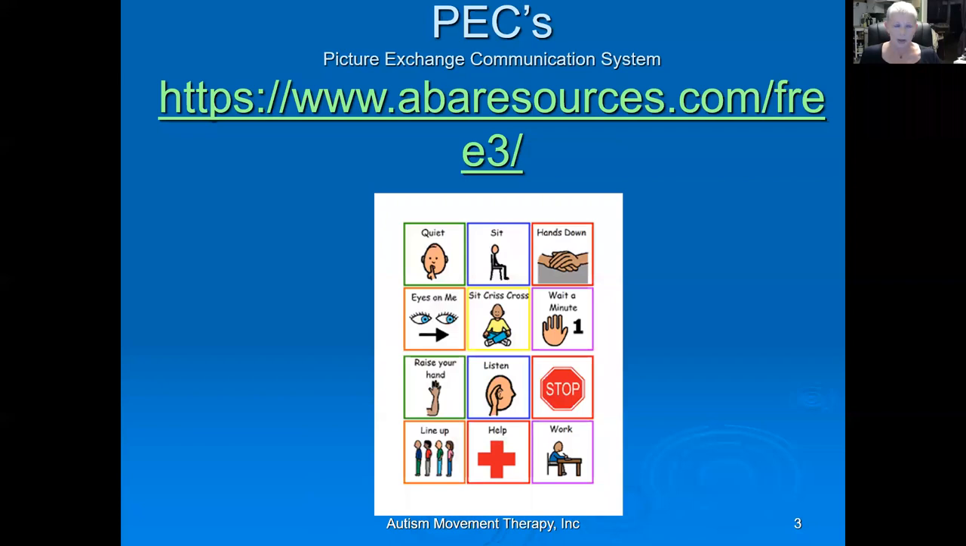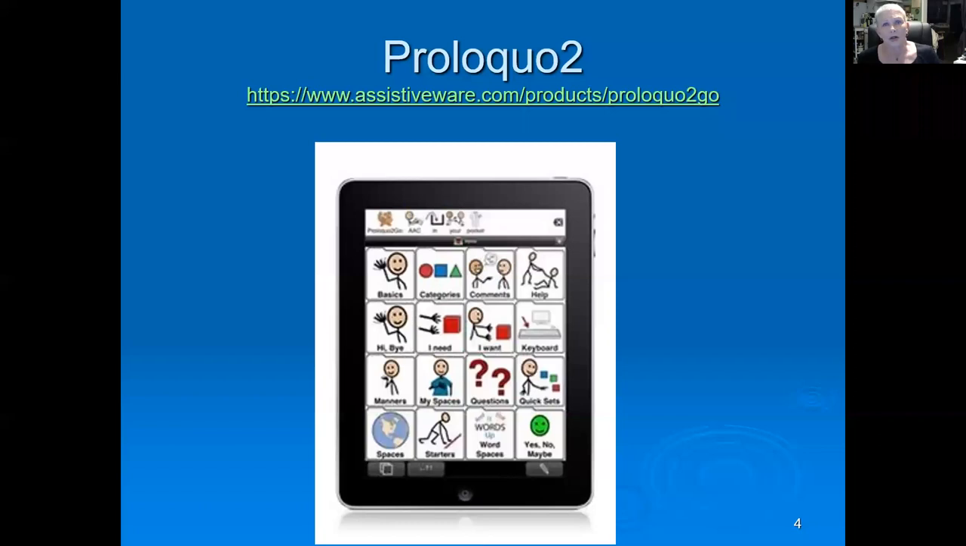ProLoQuo, we can download and use on our iPads. So how many of you are using ProLoQuo as a communication system for your children? Okay, so a good number of you are. Again, that website across the top under ProLoQuo 2, it looks like this. This is an iPad. The kids easily adapt to the iPads. We use them for our primary reinforcers, don't we? So they know how to use an iPad. So there you have, again, another way to get a picture exchange communication system.